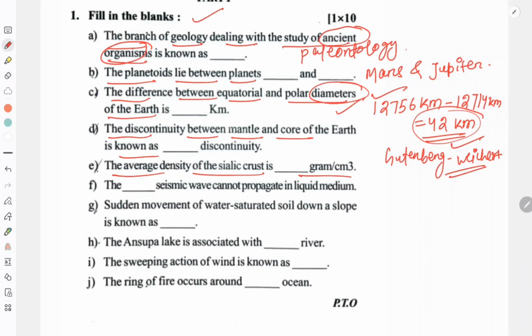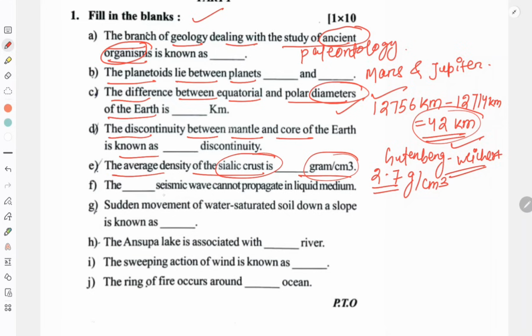Then the average density of the Sialic crust. The crust is divided into two parts. The continental crust is known as Sial and the oceanic crust is known as Sima. So here it is asked about the average density of the Sialic crust. That will be equal to 2.7 gram per centimeter cube. The unit given is gram per centimeter cube. So the density is 2.7 gram per centimeter cube.